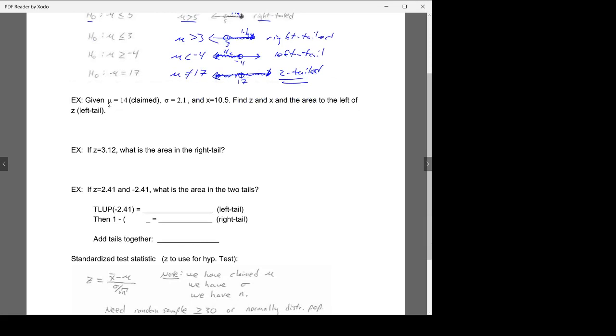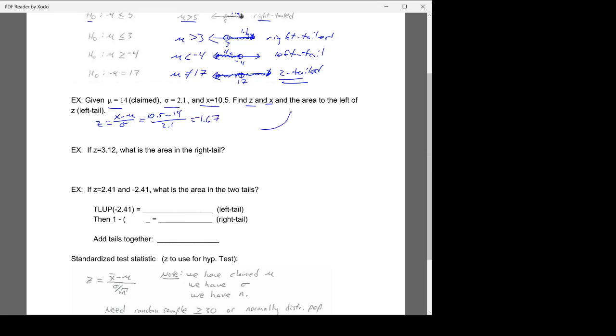So given mu is 14, sigma is 2.1, and x is 10.5, let's find the z and the x and the area to the left of the z-tail. So if you have this, let's try converting to a z. Remember our little formula? So we have 10.5 minus 14 over 2.1. Little calculator exercise there. Oh yeah, remember this? Finding the z-score from like the first test. So 10.5 minus 14 is minus 3.5. Divide that by 2.1, we get minus 1.67.